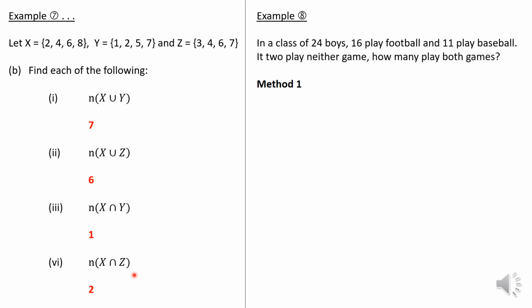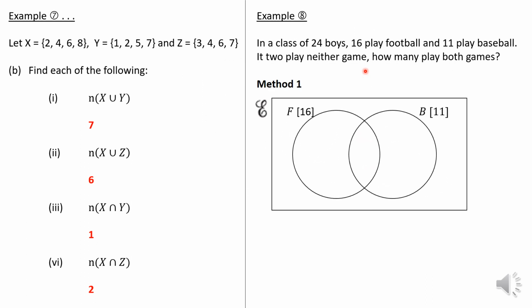So let me bring in a totally different example, 8 here. It says in a class of 24 boys, 16 play football and 11 play baseball. If two play neither, that comes outside, remember, in the rectangle there. How many play both games? What I like to do is list or label my set with the number of elements that particular set has to contain.